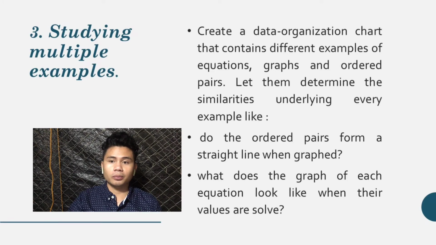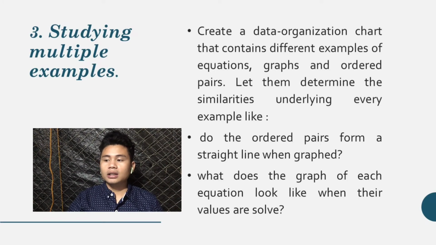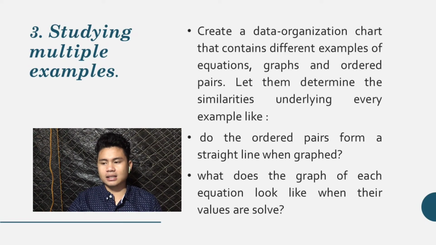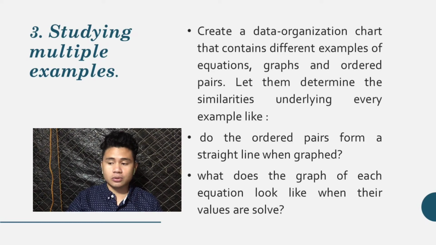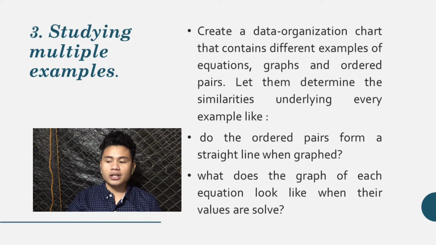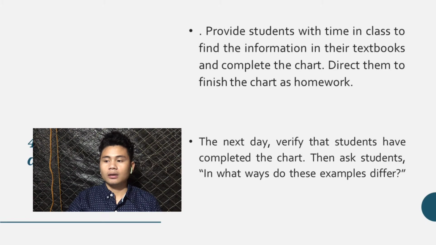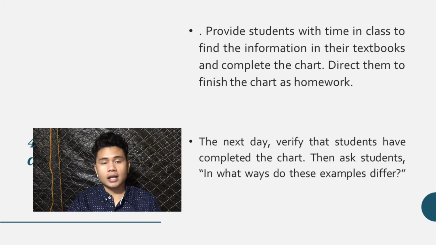Step 3 is studying multiple examples. So, create a data organizational chart that contains different examples. Since our topic is about linear equation, our examples can be equations, graphs, and ordered pairs. And we should let students determine the similarities underlying every example. We can ask, do the ordered pairs form a straight line when graphed? And what does the graph of each equation look like when the values of x and y are solved? Also in this step, provide students with time in class to find information in their textbook and complete the chart. Direct them to finish the chart as homework.